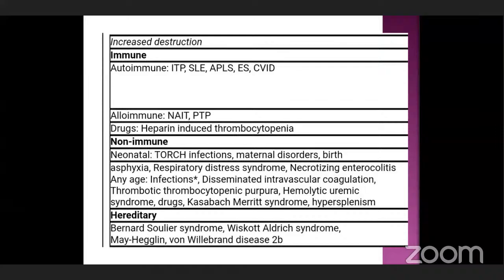That means cavernous hemangiomas are present in the liver, spleen, and other internal organs, and they will cause destruction of these platelets, and that will result in thrombocytopenia. That is what is known as Kasabach-Merritt syndrome. And also hypersplenism. That means when the spleen is very much enlarged, like in tropical splenomegaly or something like that, it can consume the platelets and result in thrombocytopenia.